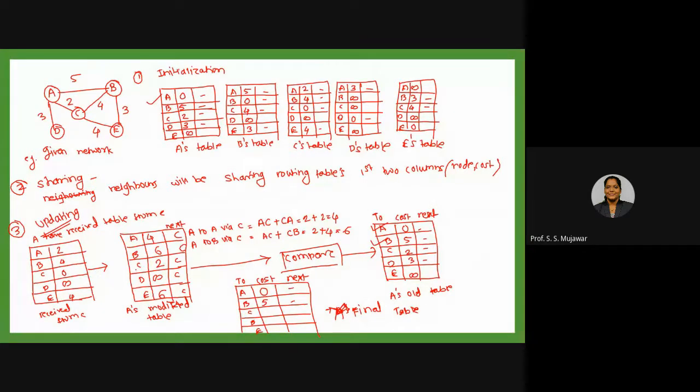Now to reach C through C, I require 2. To reach C, a direct line is present, so I will be putting this as it is. Now to reach D, C doesn't know any route. C doesn't have any route. But in A, the route is also mentioned. So I will be writing the value 3.